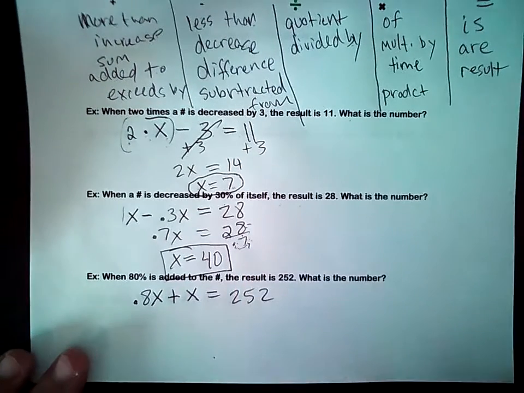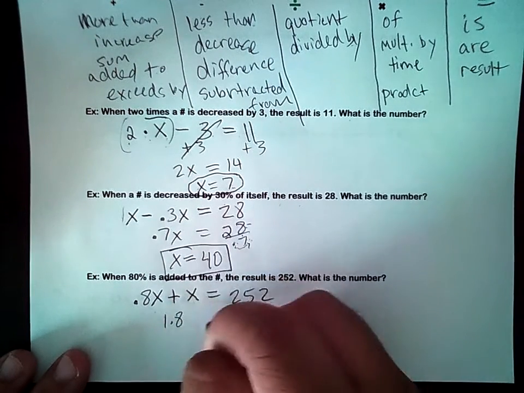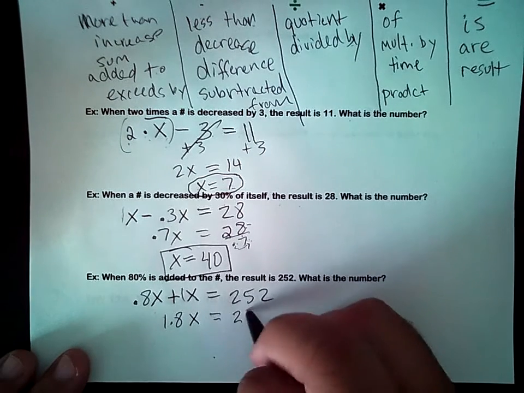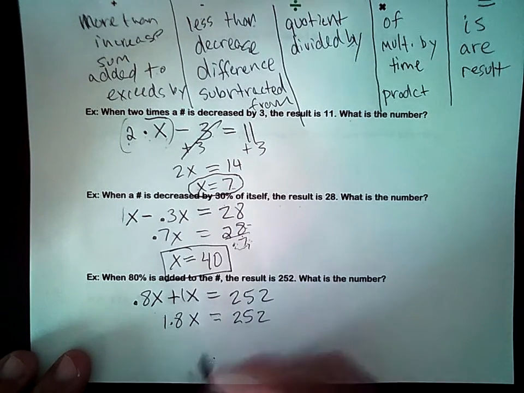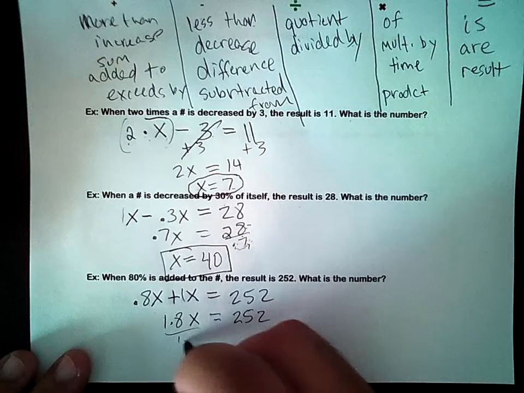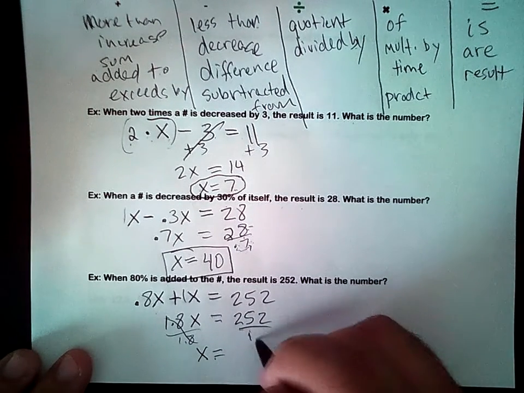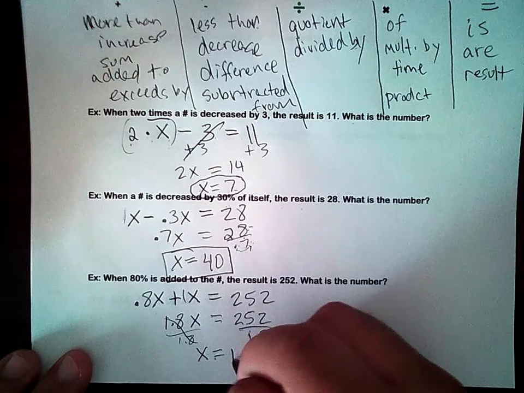So it's similar to the last problem. So I could add these together, and I'll get 1.8. Because remember, there's a 1 in front of that x there. Then I'll have to divide 252 by 1.8. So if I divide both sides by 1.8, these will cancel. I'm left with x. Divide this side by 1.8. And I'll be left with 140.